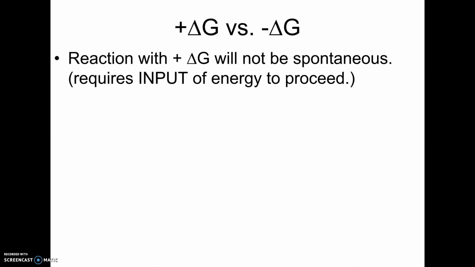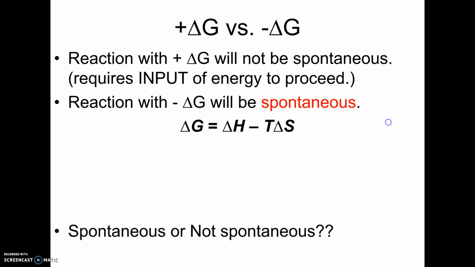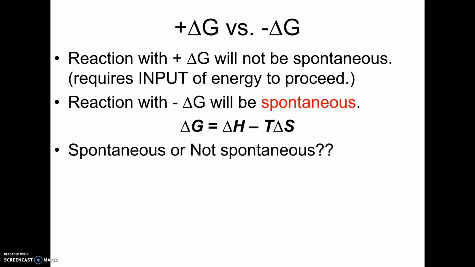So to summarize what we already said, a reaction with a positive delta G will be non-spontaneous. It will require energy in order to proceed. And a reaction with a negative delta G will be spontaneous. It tells us the direction that the reaction would naturally go. Doesn't mean it'll be fast, because there's another thing that we haven't talked about yet. Now, we only have one more slide, by the way, and then we're done for today.